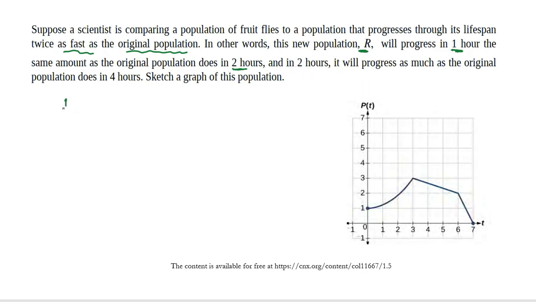So if this is P of t, which has points 0 and 1, 2, 3 and 3, and 6 and 2, 7 and 0.